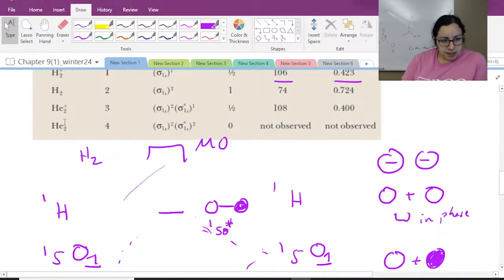And so go ahead, take a minute now, and see if you can do helium-2 on your own and prove why helium-2 doesn't exist. Why is helium not a diatomic?